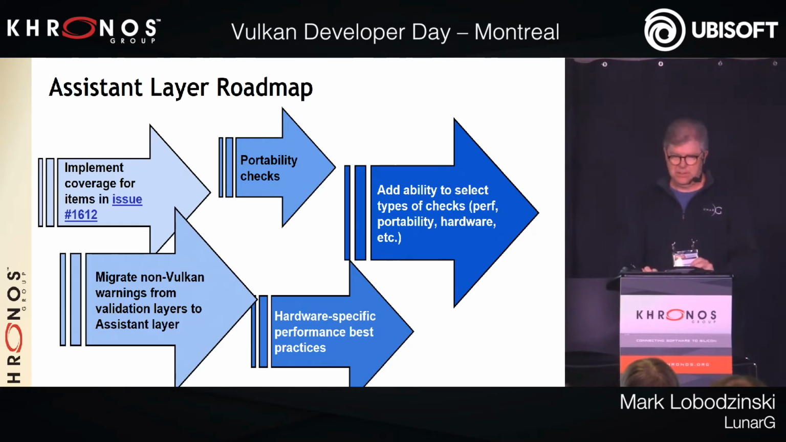Another suggestion we've had from people is that different IHV platforms could have different performance requirements. So it'd be real easy to have plug-in layers or parts of the assistant layer for different hardware platforms that you could plug in and get suggestions or notifications that you're violating best practices on that particular hardware platform. Another thing is being able to switch these things on and off.